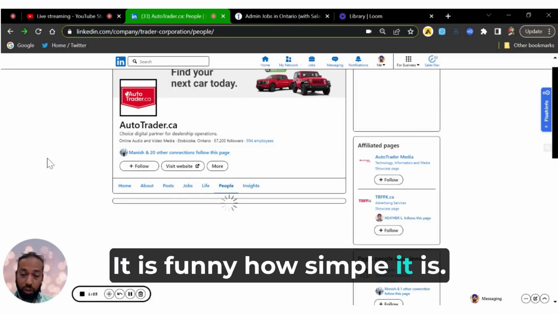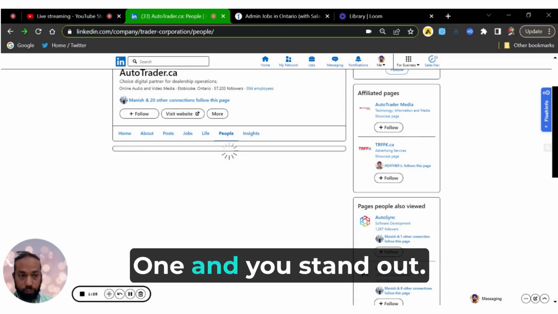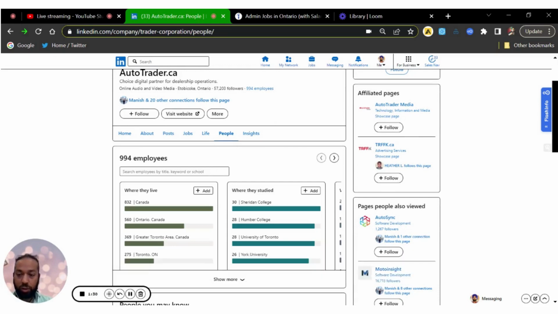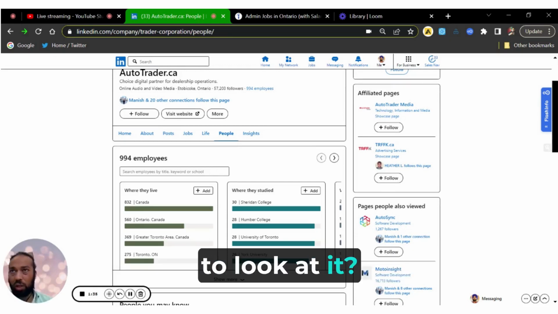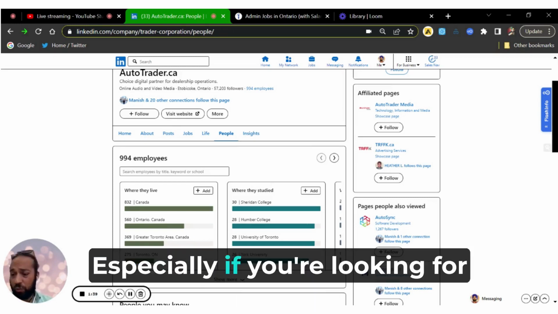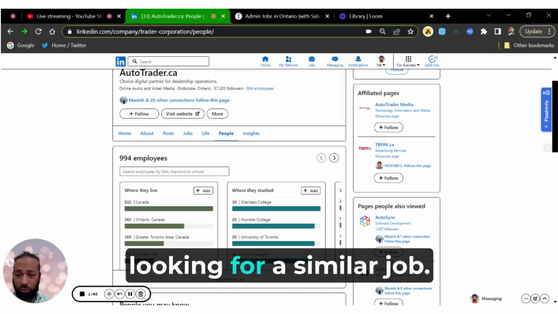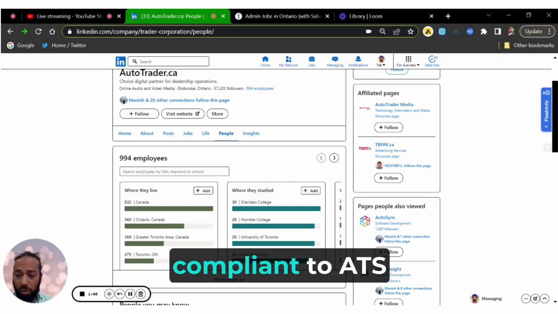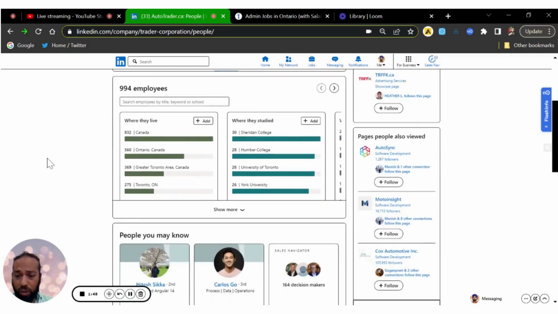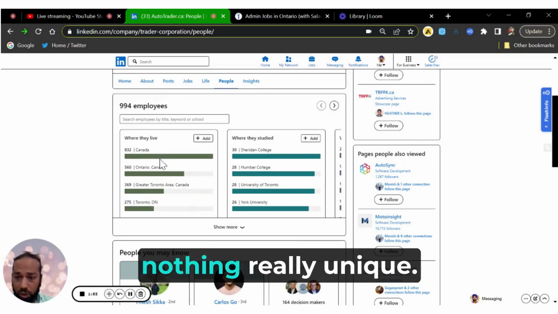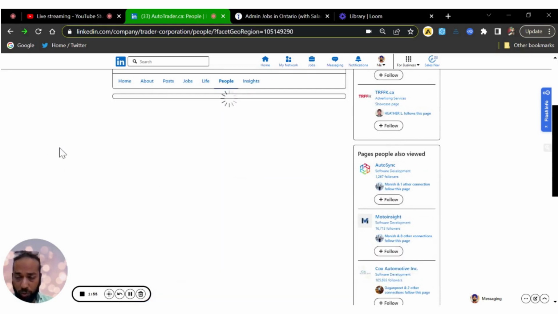It is funny how simple it is. And you want to stand out, you want to make sure that your application gets attention. This is the way to do it, because with 200 applications, tell me, who's going to look at it? What extra thing are you going to add, especially if someone else is also looking for a similar job? What extra thing can you really add to your resume? Let's say it is all compliant, ATS tracker based, so it filters, but still nothing really unique. So let's do one right here.